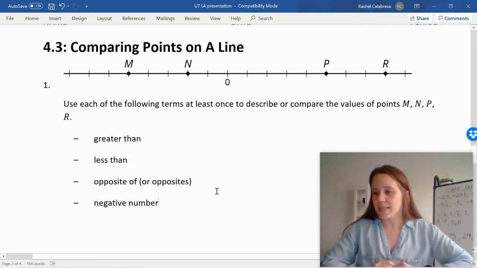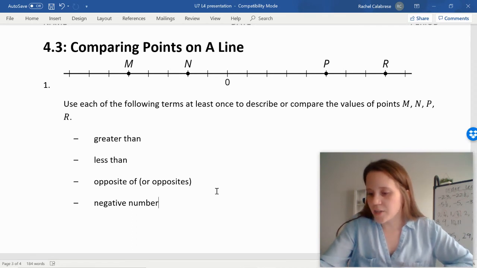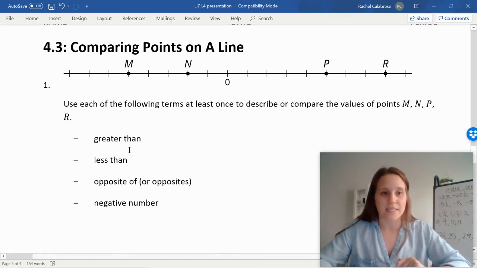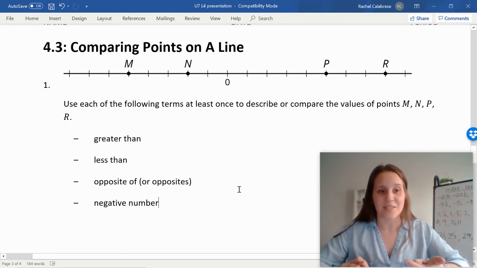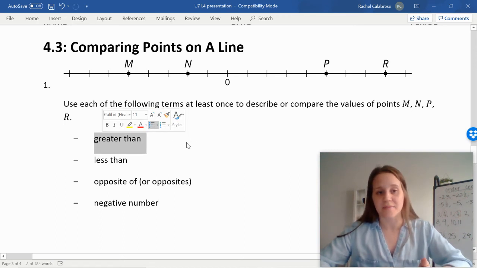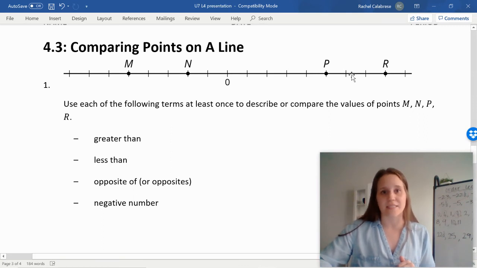Okay, so the way your answer should look, go ahead and put a number 1 on your paper. Your answer should be probably at least 4 sentences long, probably 1 sentence for each of these terms. Okay, so I'm going to give you an example. I don't want you to use this one, but I'm going to give you an example. The value of N is greater than the value of M. Okay, that's 1 sentence I could write in my answer that uses this term.